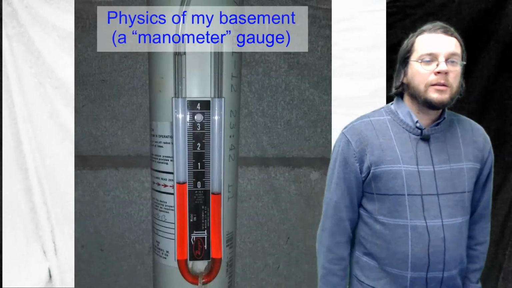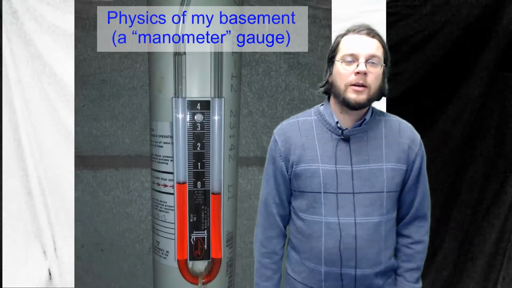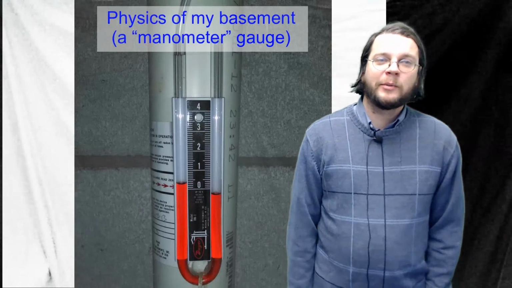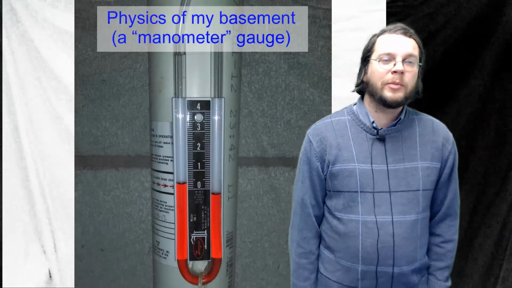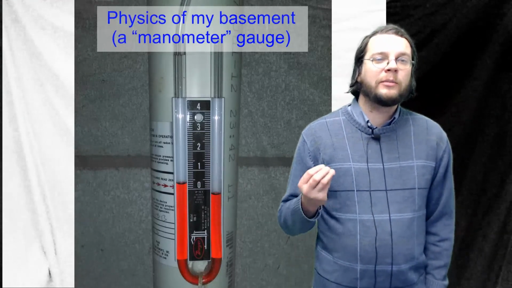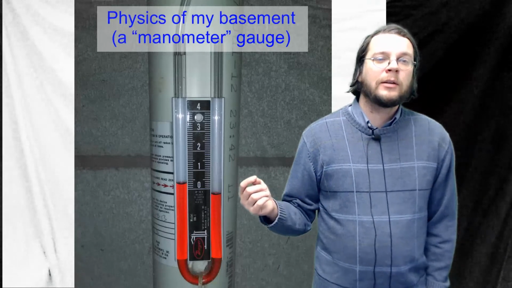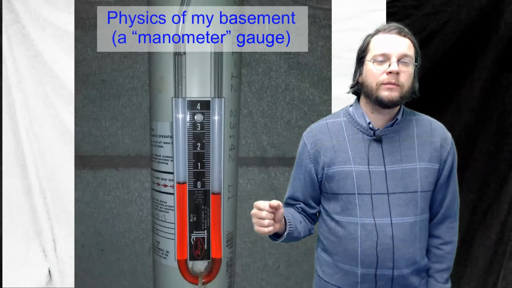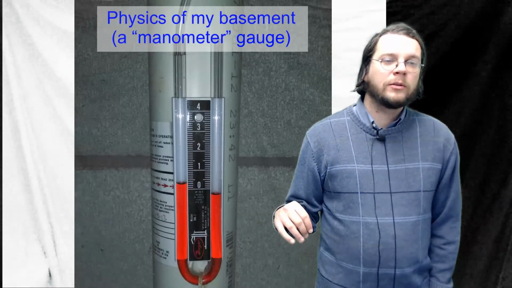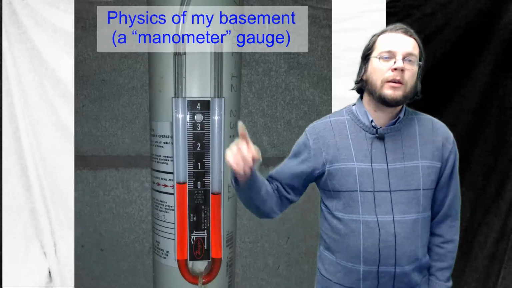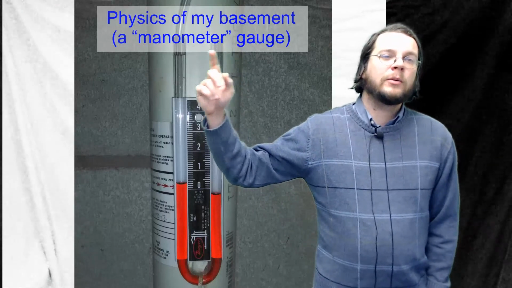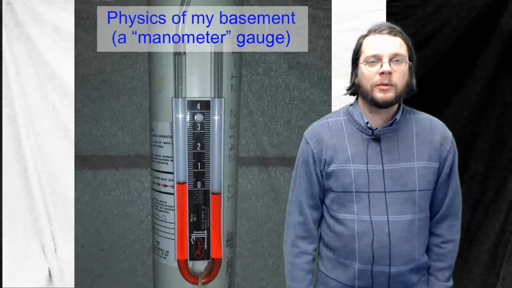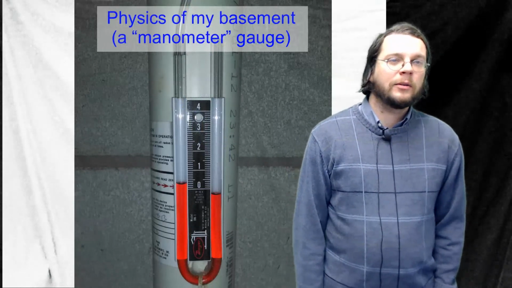Okay, this is what's called a manometer. I have no idea how they arrived upon that name, but that's the name of it. And so this is a picture of my actual basement. There's this red liquid here. It's a red oil, so it's almost the density of water, not quite. And there's an opening here, but then this thing is connected to a tube that goes all the way up, I think all the way to my attic or something like that.